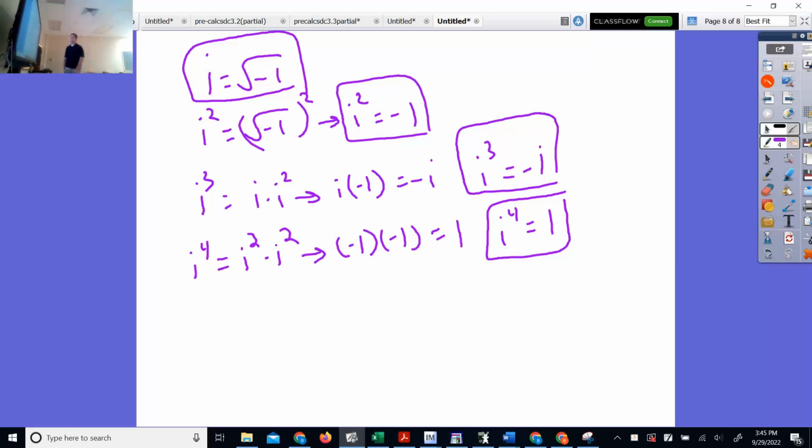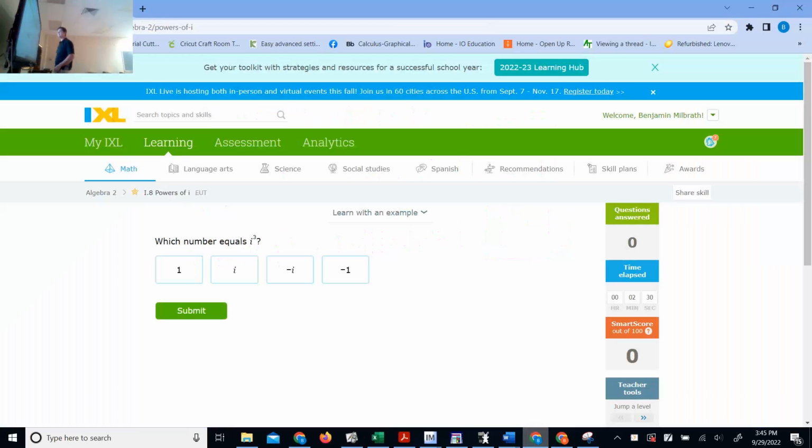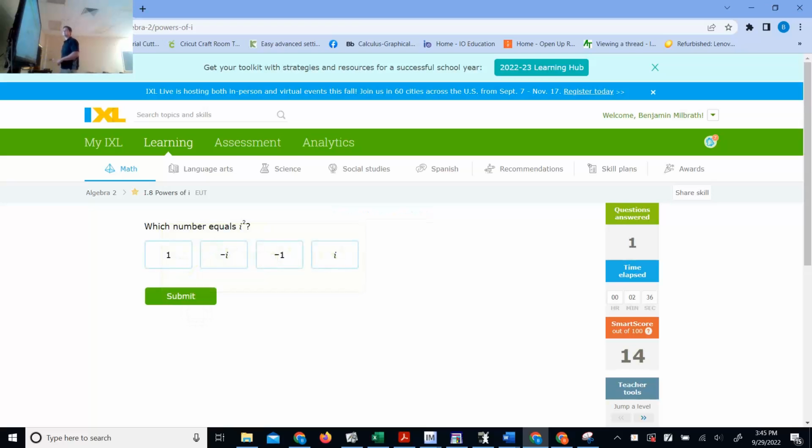That's all there is to know about the powers of I. It really is. I swear it is. There's a little shortcut, too, when you start dealing with some big, crazy exponents. But that's the gist of it. So I cubed, by definition, is negative I. I squared, negative 1. I to the fourth, 1. I'm at a 37, just knowing things.